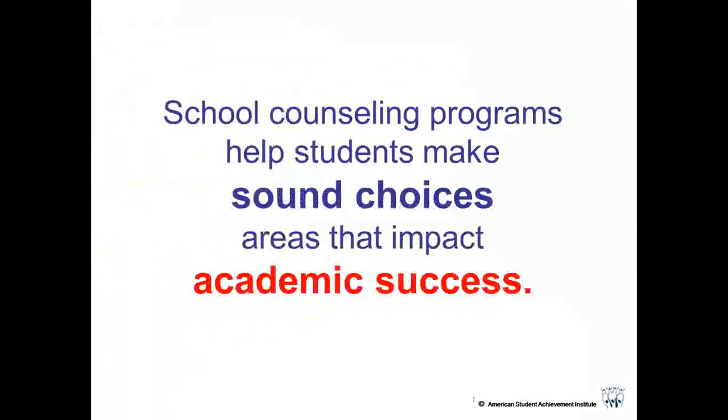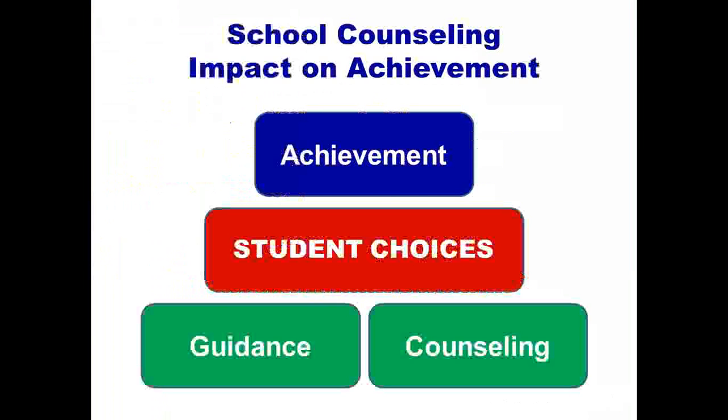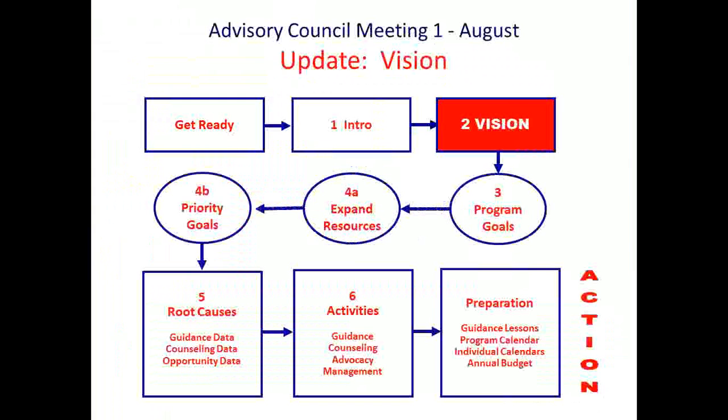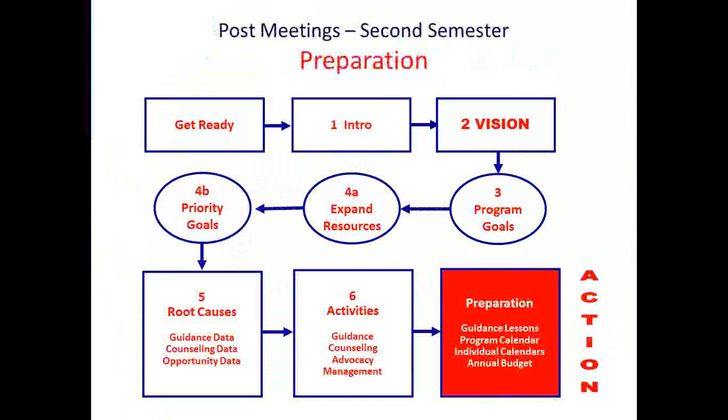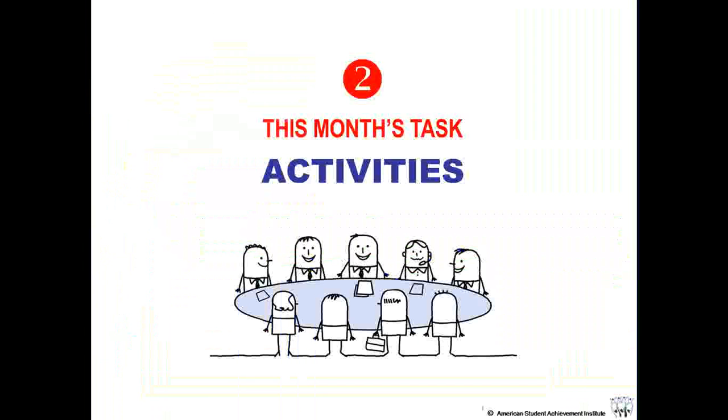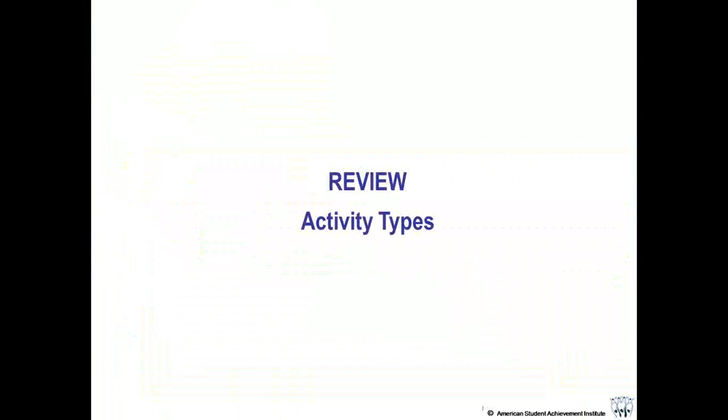So then we're starting with the review, the same review that we just talked about earlier in this webinar. And we're also helping people to remember that there are products that come out of each of these discussions. We now have 5 of the 6 products that are finished, and the last product then is the list of activities that we're going to do next year. So then we're looking at this month again. Our focus for this month is activities. And the first thing we want to do is review activity types.